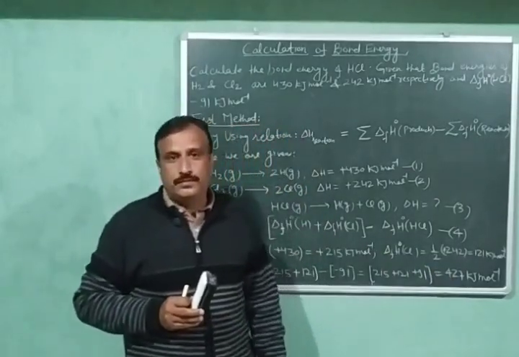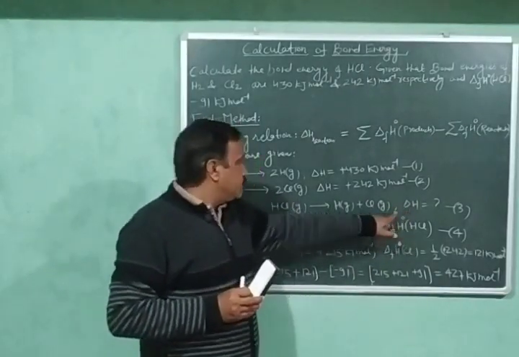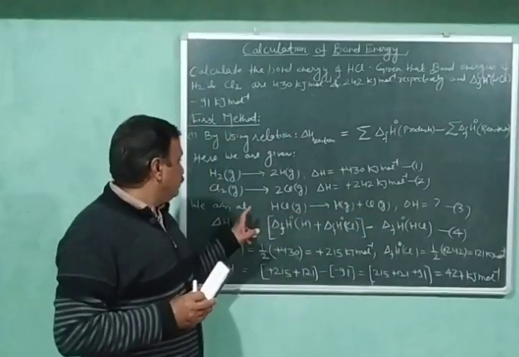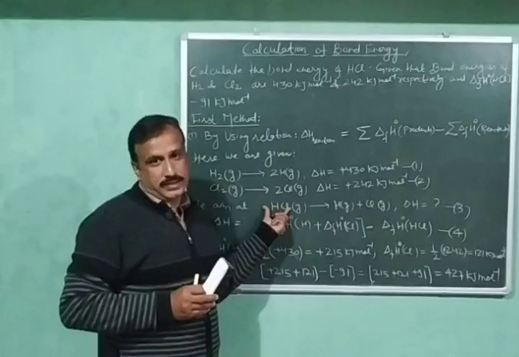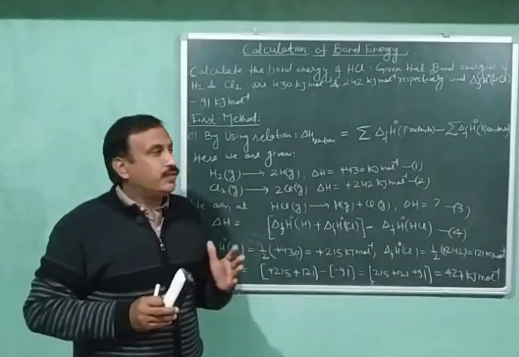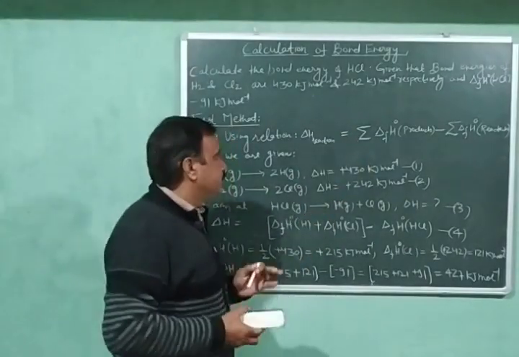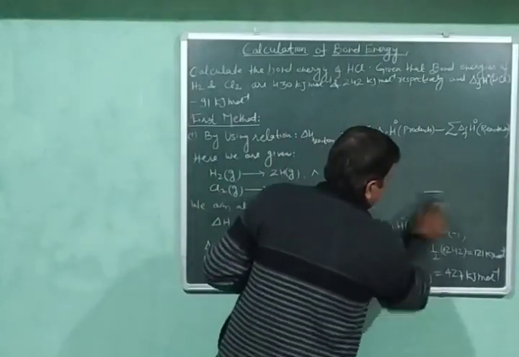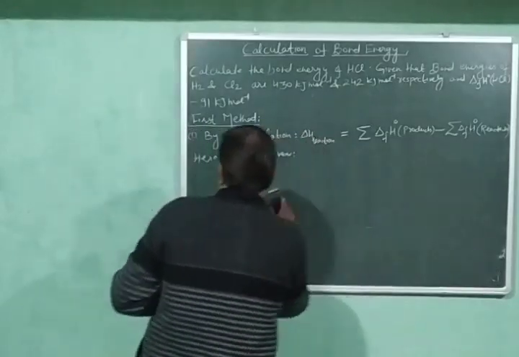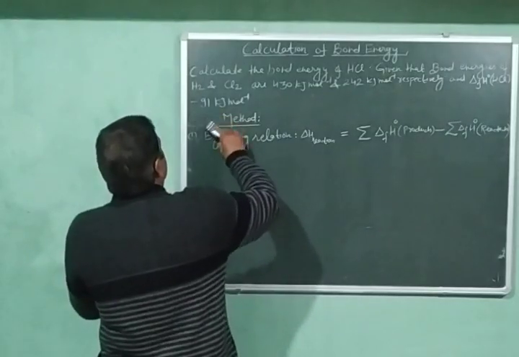After solving it we will have 427 kilojoule per mole, and 427 kilojoule per mole is the delta H of this reaction. I have explained that delta H of this reaction will be the bond energy of HCl. So in this way we have calculated the bond energy of HCl using this relationship. Now let us discuss the second method. Let us write here the second method.